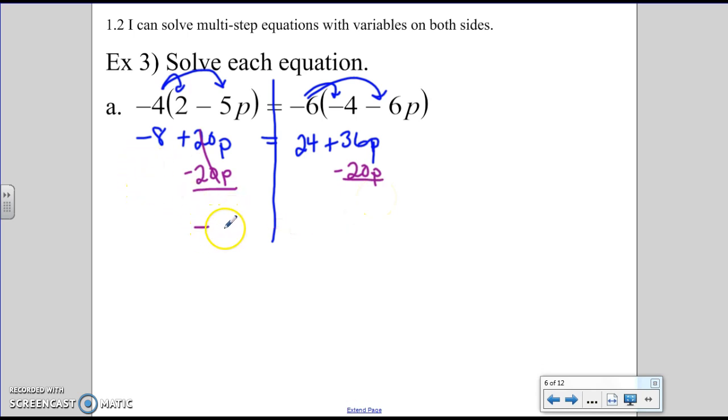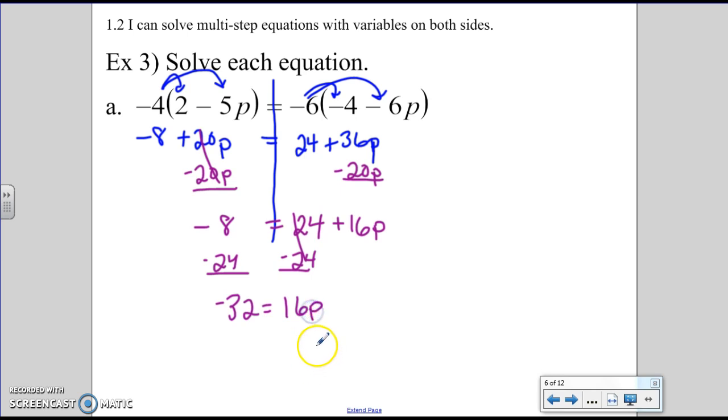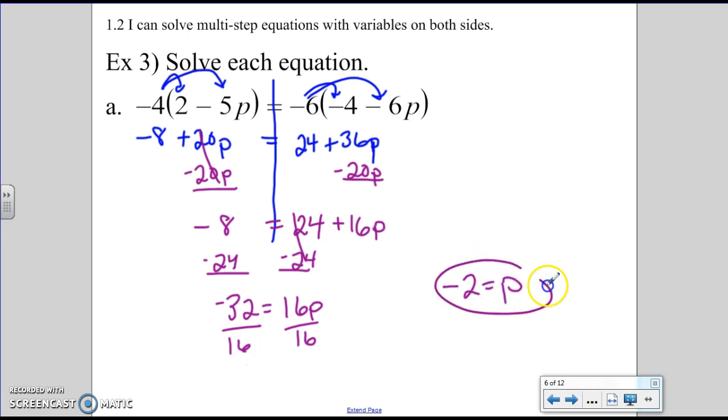So we should have negative 8 that we're bringing down equals 24. And then 36 minus 20 is 16. Now we have a two-step equation, so we're going to go ahead and solve. Subtract 24 from both sides. So those cancel, and I get negative 32 equals 16p. Divide by 16. Negative 2 is equal to p.